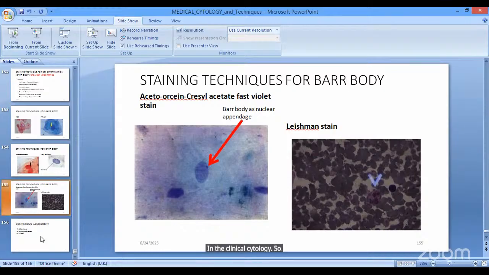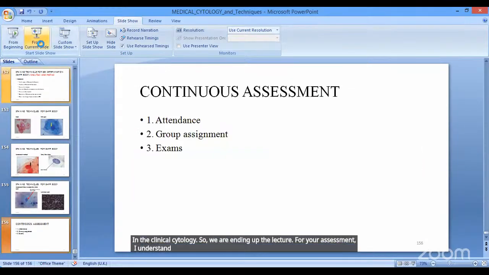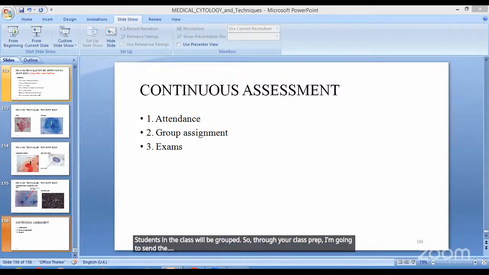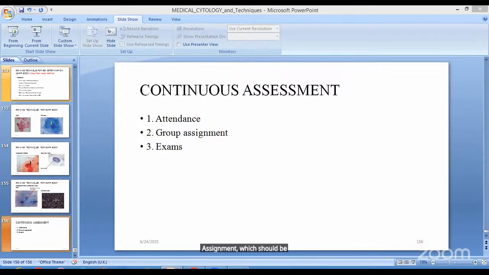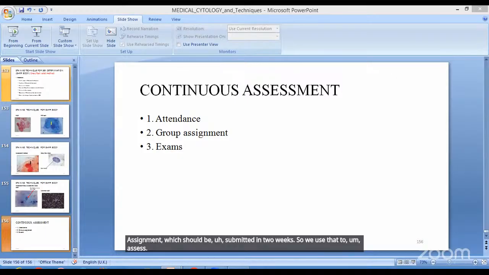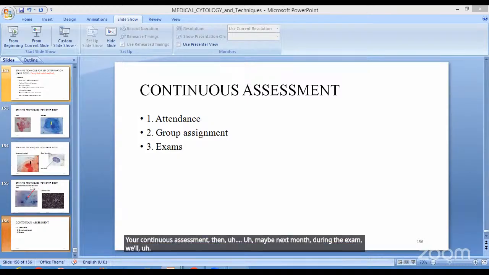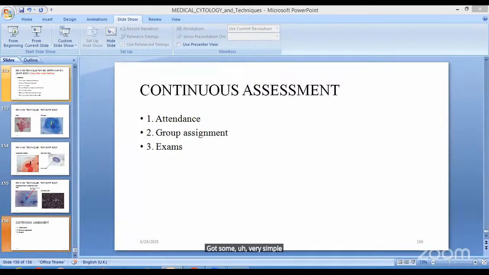So we are rounding up the lecture. For your assessment, I understand that we have to do CA for you. So I will be using attendance, lecture, and a group assignment. After my lecture tomorrow, I'm going to give assignments. The students in the class will be grouped. Through your class rep, I'm going to send the assignment, which will be submitted in 2 weeks. So we use that to assess your continuous assessment. Then maybe next month during the exam, we'll get some very simple questions that we can answer.